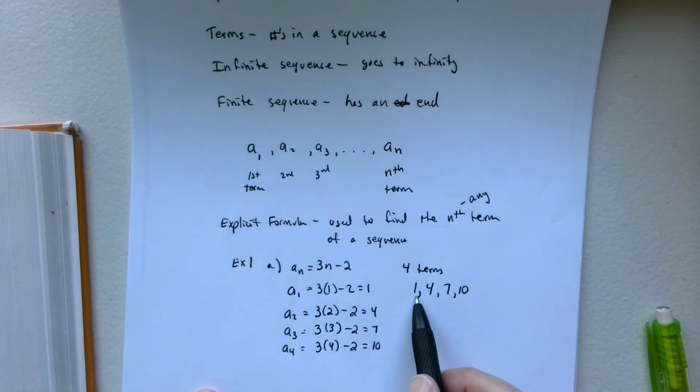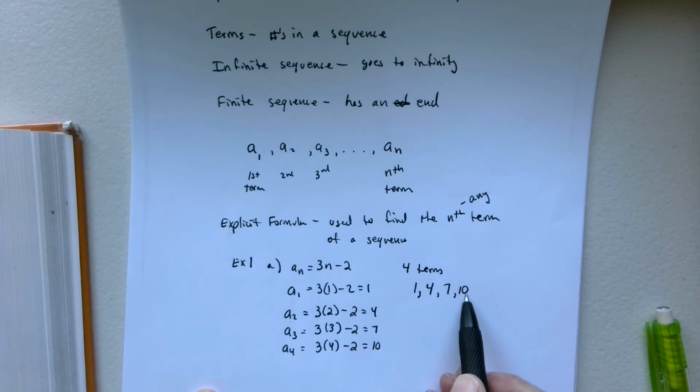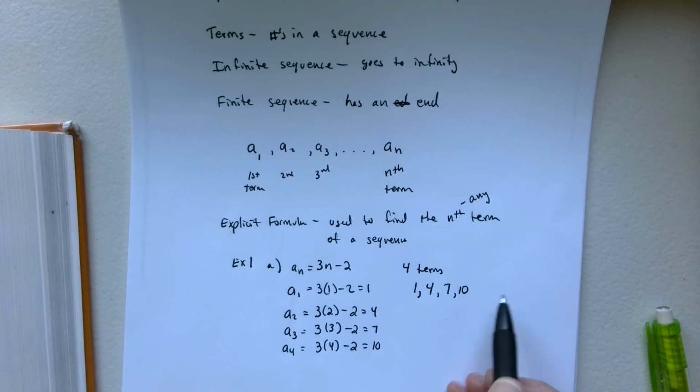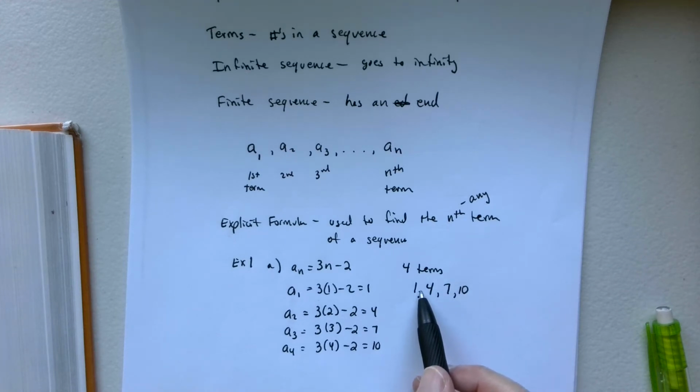Now, if you look at this, you'll see that they're actually adding 3 each time to get the next number. And if you know the term in front and you just want to add 3, that's called a recursive formula, and we'll talk more about that in a minute.